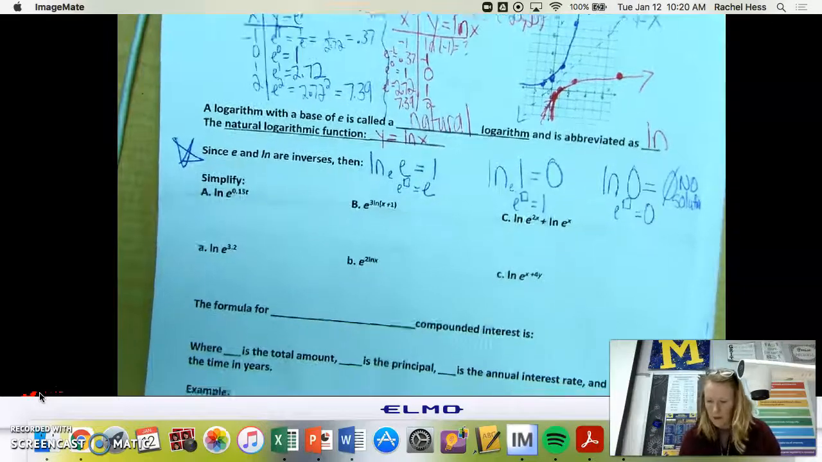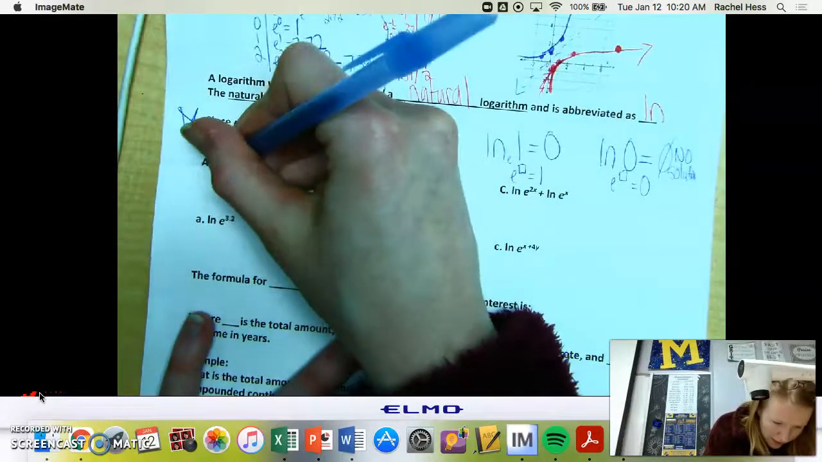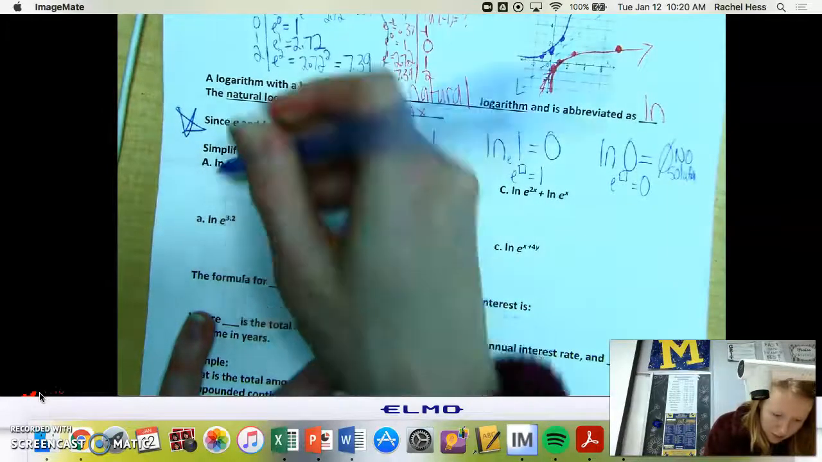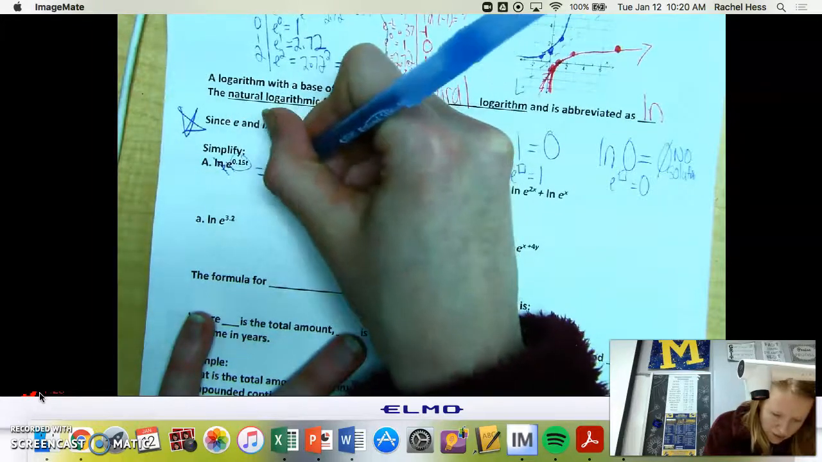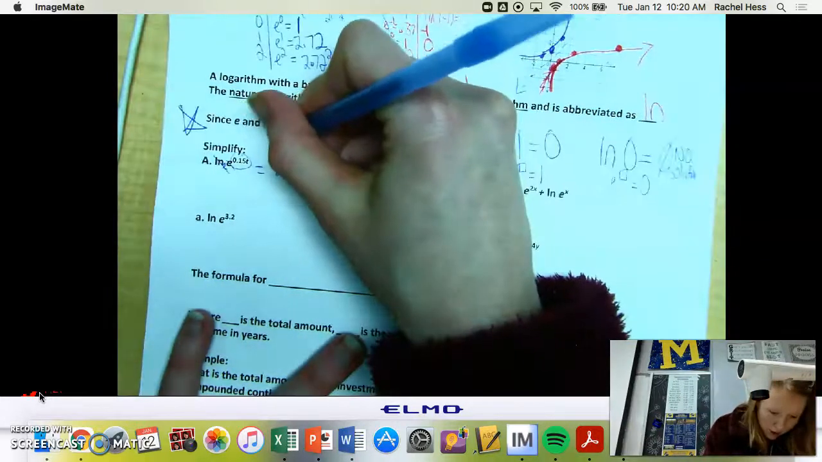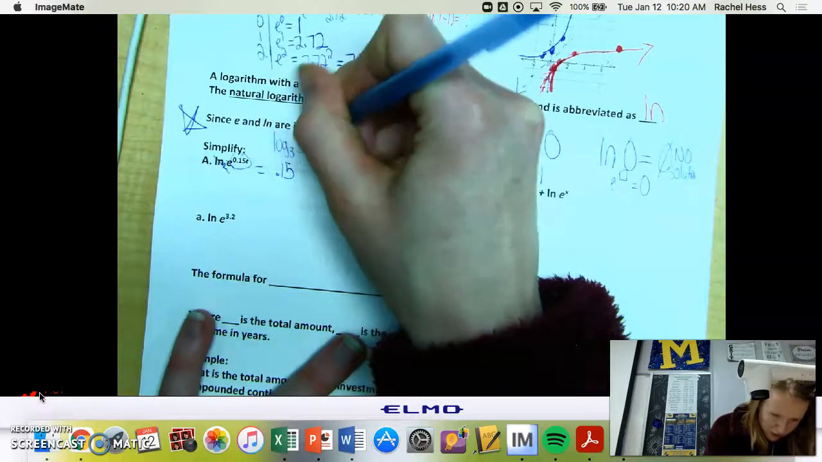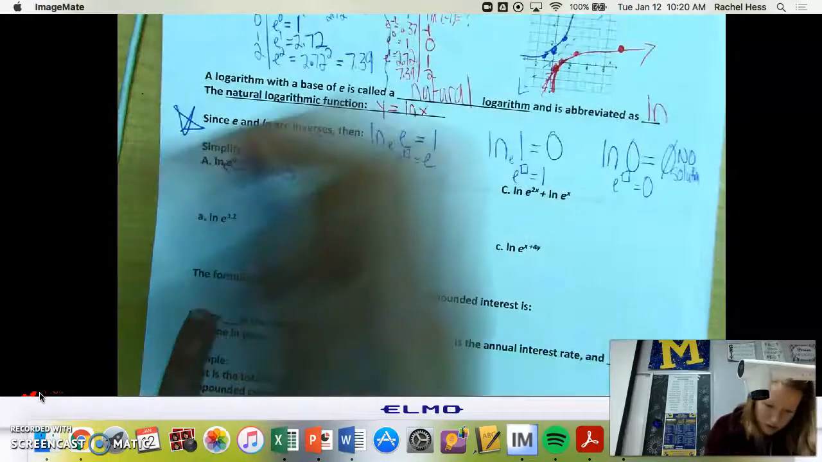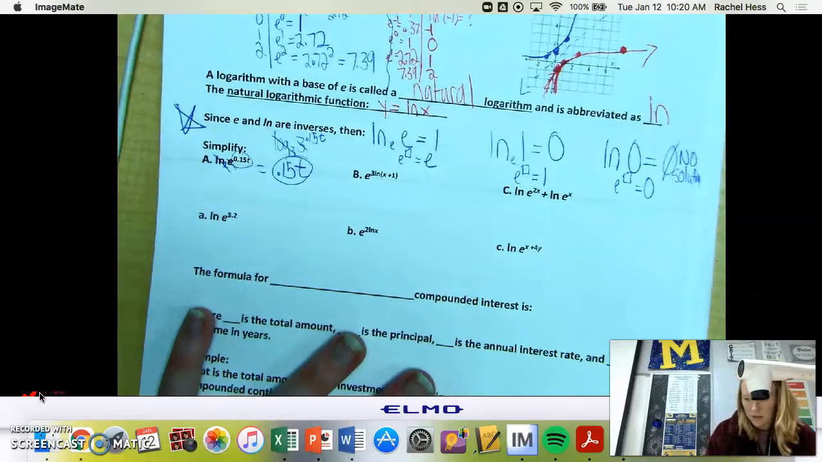Okay, so we're going to do some practice simplifying. If you recall from before, if we had the log with the same base as what we have here, we can cancel these and we're left with just our exponent. This is using that rule from 7.4, right? So just like if we had log base 3 of 3 to the 0.15t, log base 3 and the 3 would cancel and we would just be left with that 0.15t. Same rule applies for natural logs.